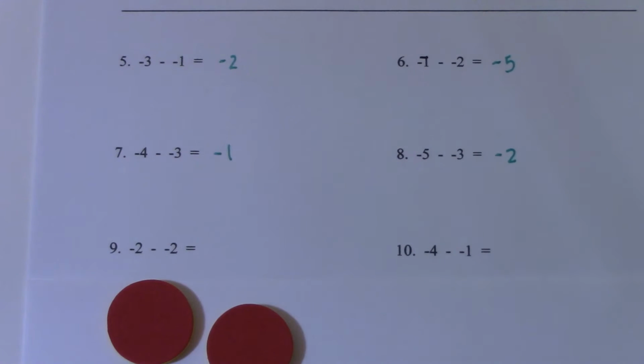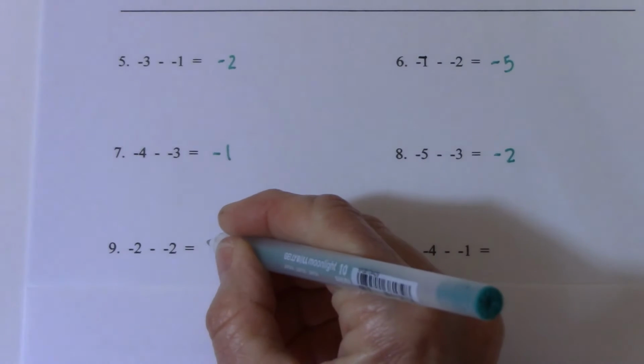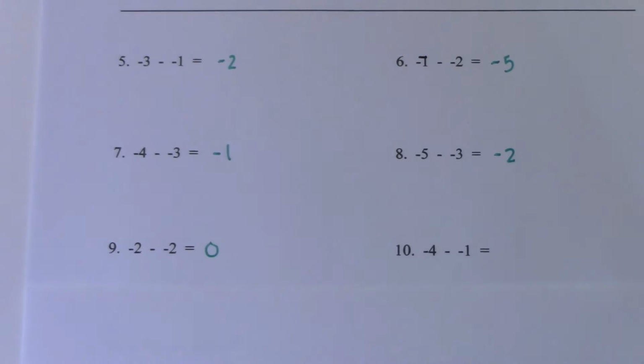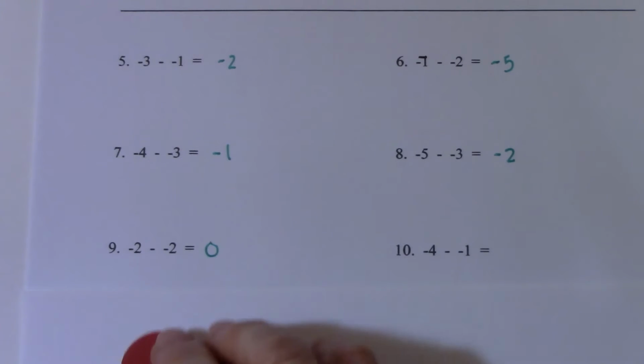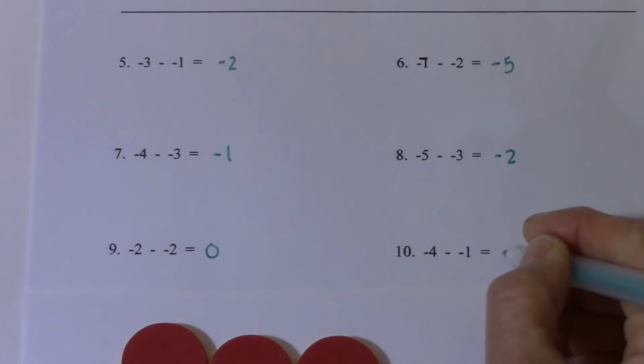And in the next question, I have -2, and when I take away -2, I'm left with nothing, or 0. And then the last question of this set, I have -4, and I'm going to take away a -1. So then I have -3.